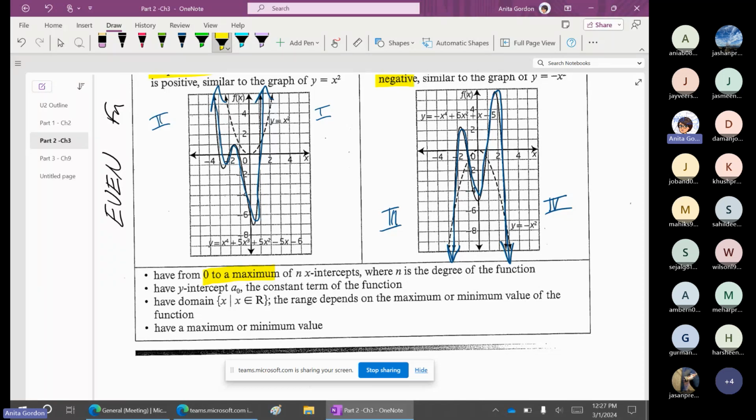However, the maximum is again n intercepts, where n is the degree. So if you have a quadratic, exponent is 2, degree is 2, 2 x-intercepts. If you have a quartic, exponent is 4, maximum 4 x-intercepts. It could also have 0, 1, 2, 3, or 4. So it's not 0 or 4, but up to 4.